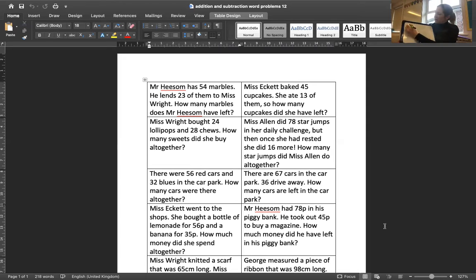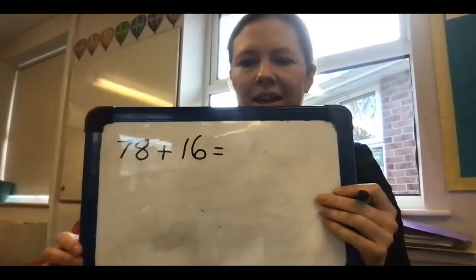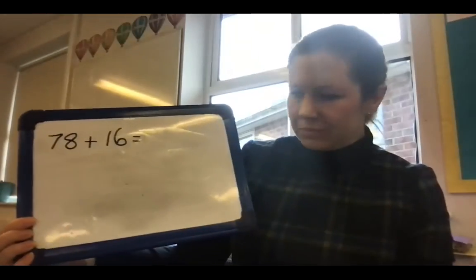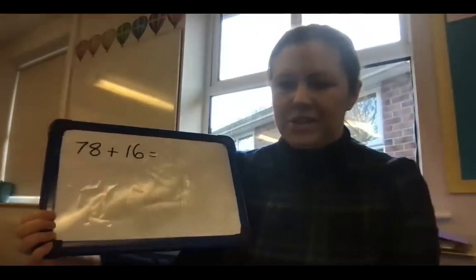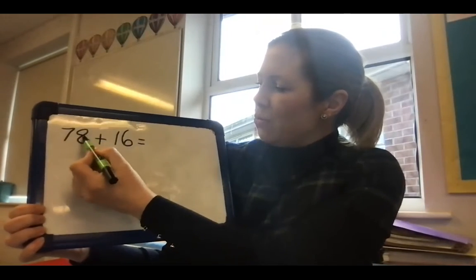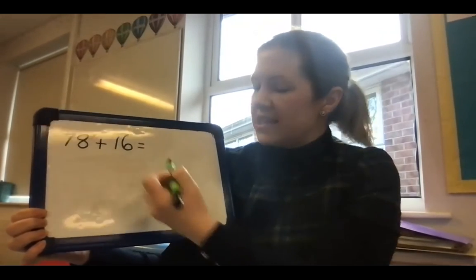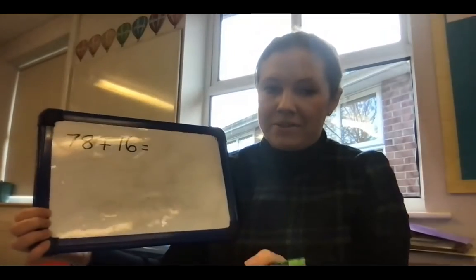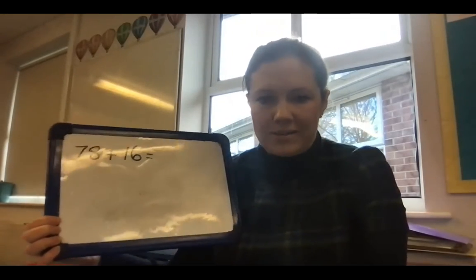So I'm going to write down 78 plus 16 more. That's what Miss Allen did, just on there, okay? Now I'm going to do a couple of methods on this one because you'll see on here, look, we've got 8 ones here and we've got 6. So that's going to go over a 10. So there's another method that we have used that I'm going to remind you about to help us with this one.